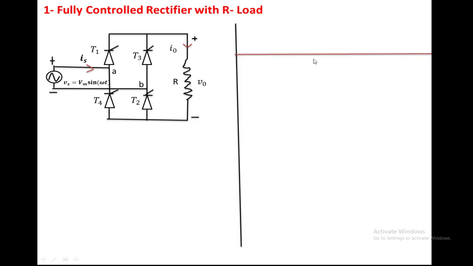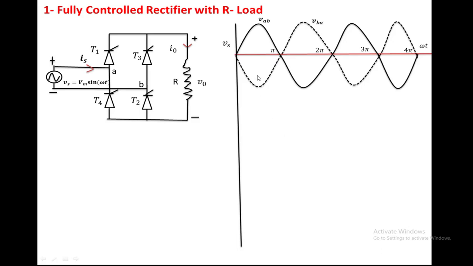First we have taken the x-axis, this is the y-axis. This is the VAB voltage, with pi, 2 pi, 3 pi, 4 pi. Now we are going to represent the VBA voltage with the dotted line. This is the VBA voltage. Why have we taken VAB and VBA? Suppose T1, T2 is conducting, the load voltage becomes VAB. When T3, T4 is conducting, the load voltage becomes VBA.